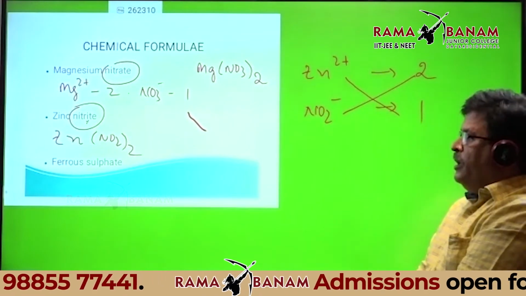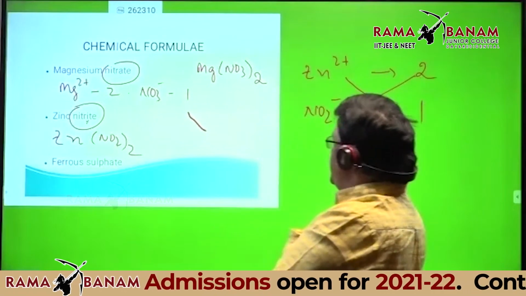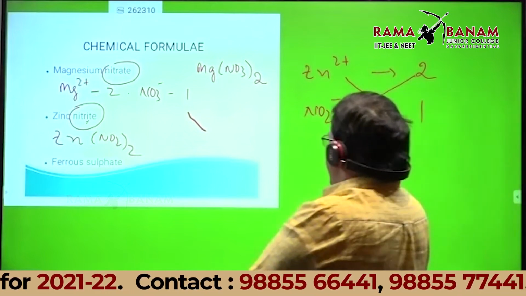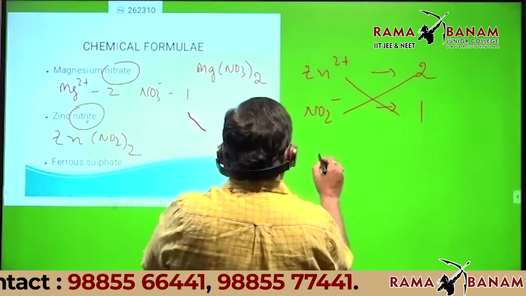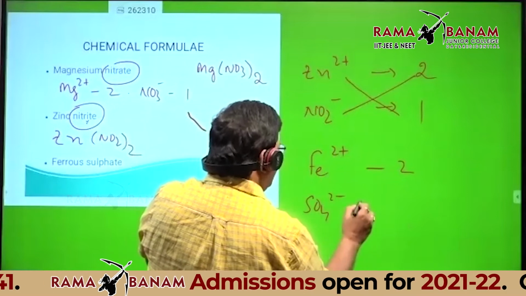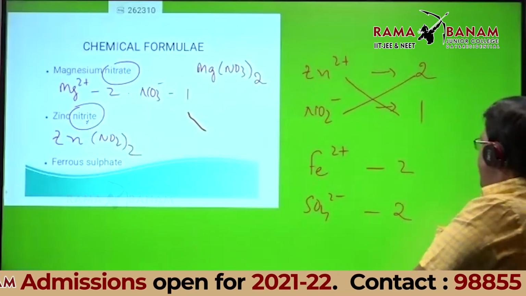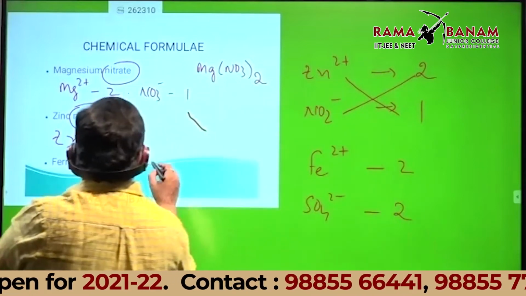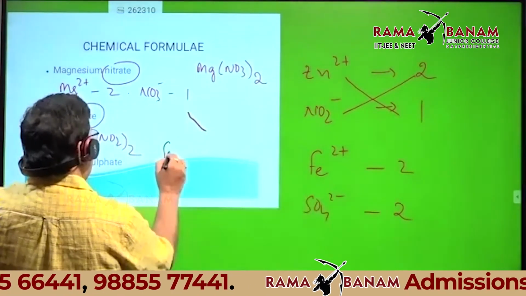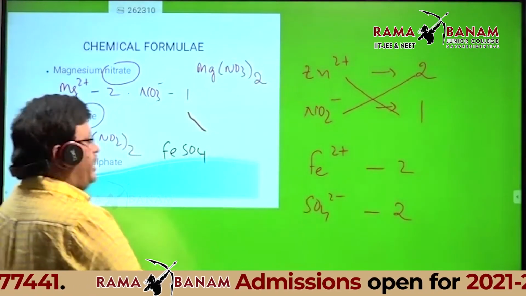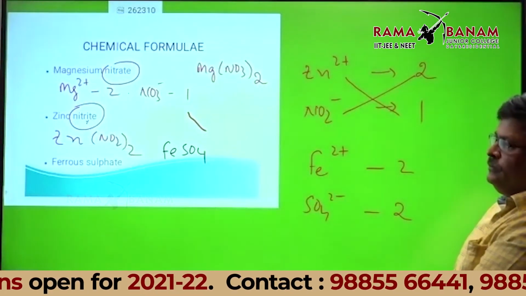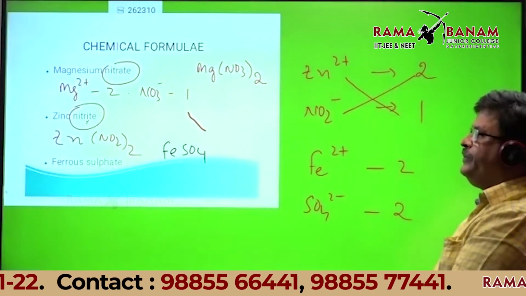Then can anyone tell ferrous sulfate? FeSO4, sir. Excellent. Ferrous is Fe2 plus, valency is 2. Sulfate ion is SO4 2 minus, valency is 2. So the formula of ferrous sulfate is FeSO4. Is it okay? Students, all of you, is the slide okay? Yes, sir. Can I go to the next one? Yes, sir.